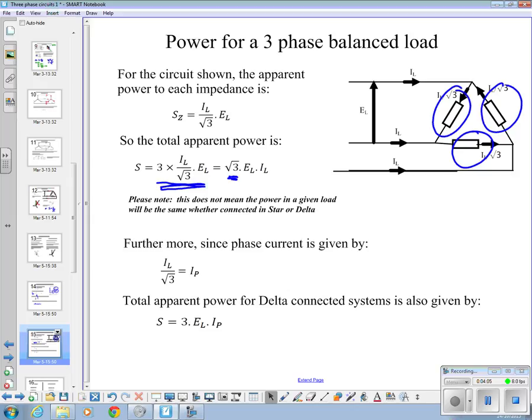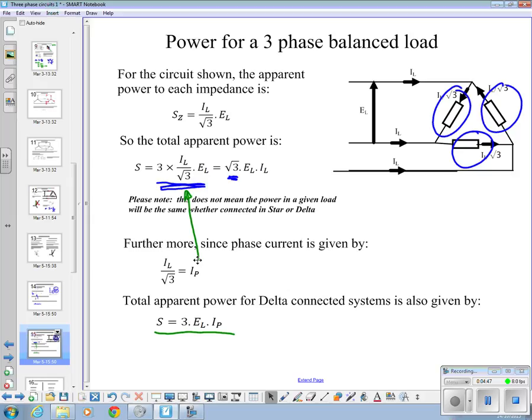The fact that those two equations on those two pages are exactly the same does not mean that the total apparent power in these two systems, a star connected system and a delta connected system, is the same. And we will prove that in an example later. So furthermore, since a phase current is given by IL over root 3, we can substitute IP in for IL over root 3 and end up with total apparent power in a delta connected system is 3 times the line voltage times the phase current.